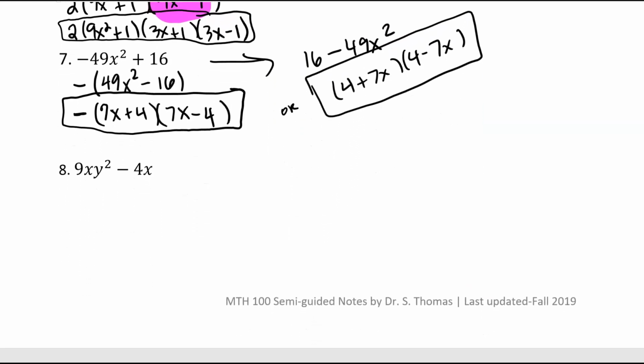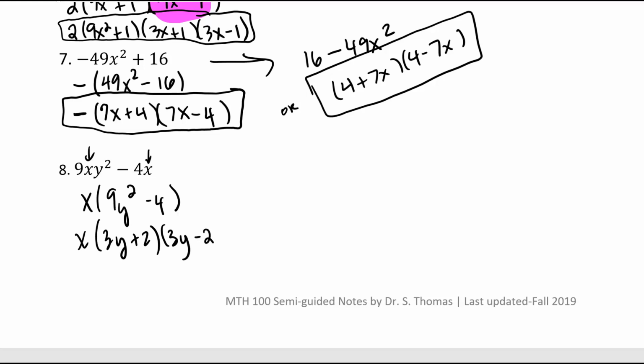And then lastly, we have 9xy squared minus 4x. First, always look for the GCF. And I do see a common factor of x in both, so we take that out. We have 9y squared minus 4. That's a difference of squares, so we break it down as x times 3y plus 2 times 3y minus 2.